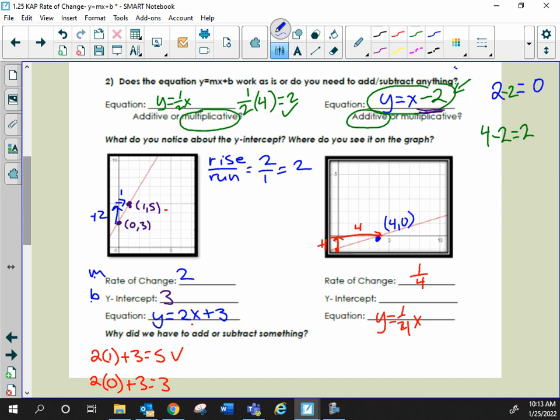If I did 1/4 times 4, would that give me 0, class? No. 1/4 of 4 is 1. What do I still need to do to 1 to get to 0? -1. And again, where do we see that -1 on our graph? It is my y-intercept. It's at -1. It's the same thing.